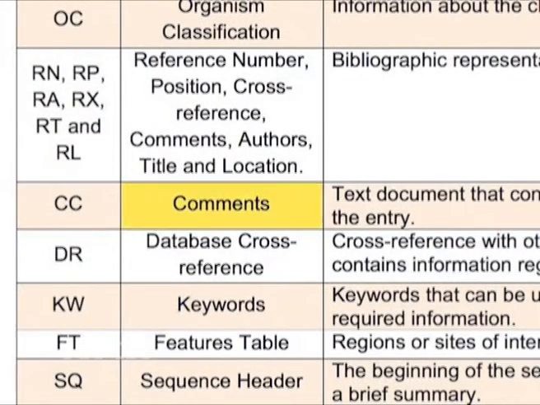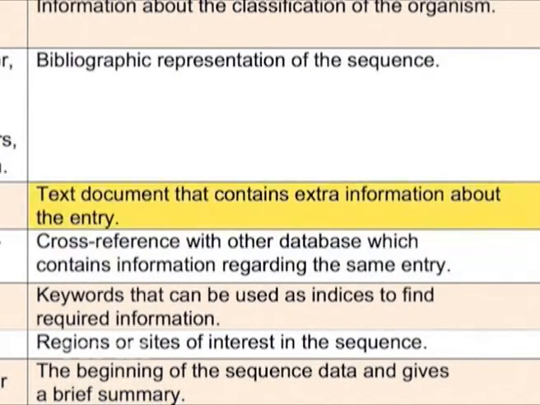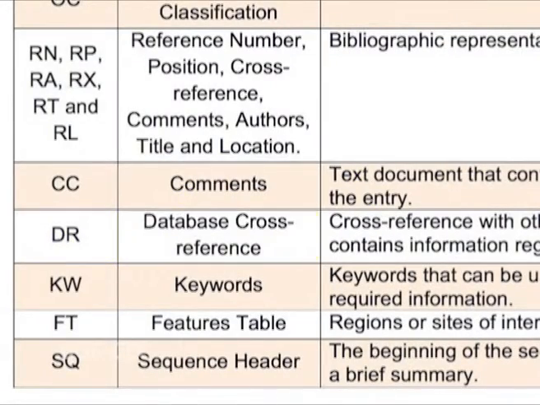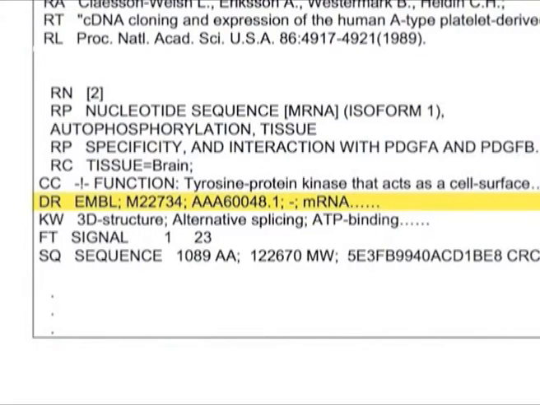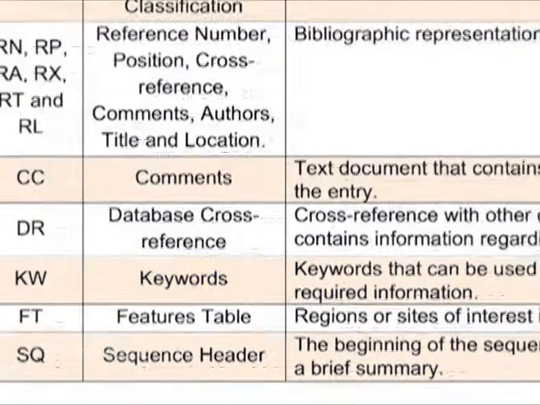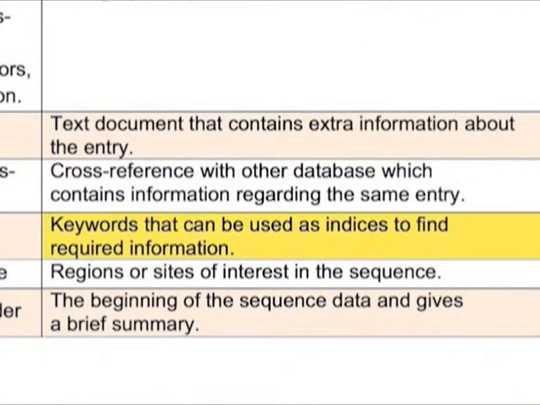CC, it means comments, text document that contains extra information about the entry. DR, database cross-reference. It gives the cross-reference with other databases which contain information regarding the same entry. KW means keywords. Gives keywords that can be used as indices to find required information.